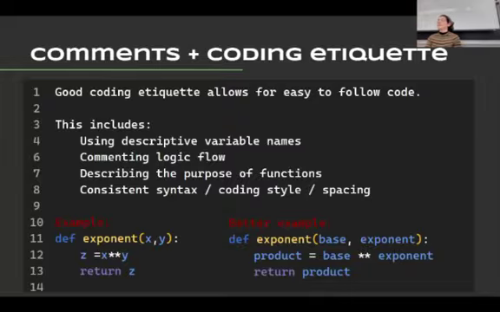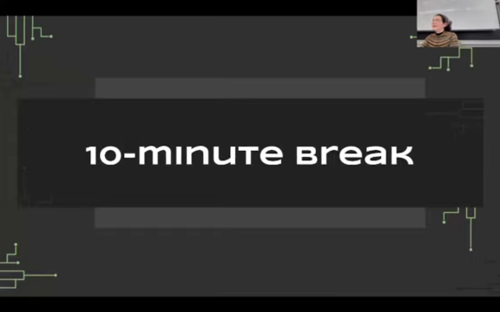So my product is going to be the base to the power of the exponent, and that's going to return my product. That's a good function. I'm happy with that. It could be even better if there was a comment saying what it did, but this is better for now. Any questions on that?